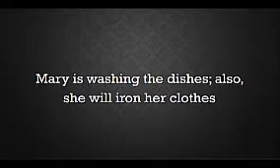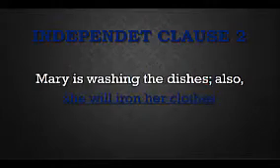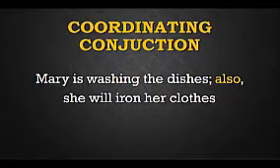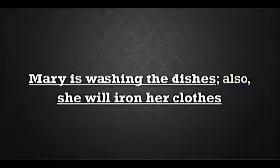As we can see, we have an independent clause here, which is Mary is washing the dishes, and another independent clause, which is she will iron her clothes. These two independent clauses are joined by these three elements we were talking about: a semicolon, a coordinating conjunction, and a comma. These independent clauses can stand alone and have complete sense.